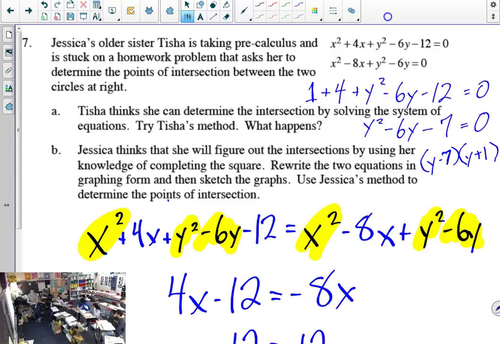So that makes our solution values for Y, 7, 1, making our solution points 1, 7, and 1, -1.